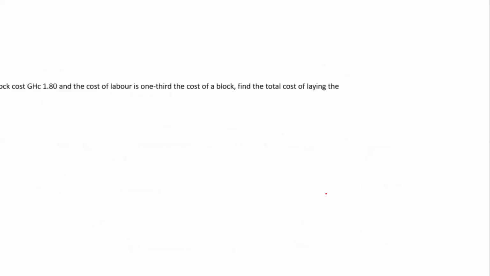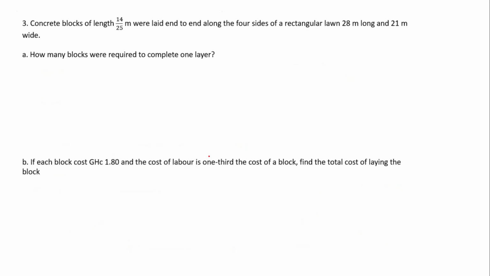All right, so moving over to question 3, it says a concrete block of length 14 over 25 meters were laid end to end along the 4 sides of a rectangular lawn, 28 meters long and 21 meters wide. A, how many blocks were required to complete one layer?